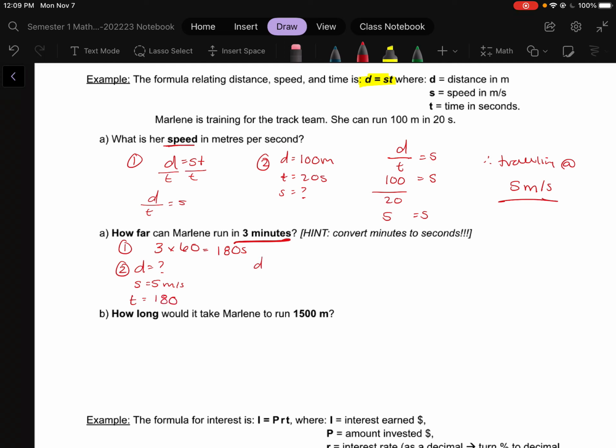So given this information and our formula, D equals S times T, 5 times 180 is going to be equal to 900 meters. So therefore, she ran 900 meters in 3 minutes.